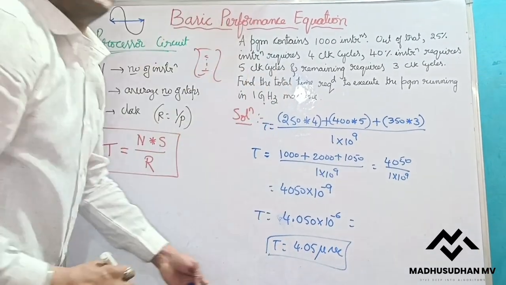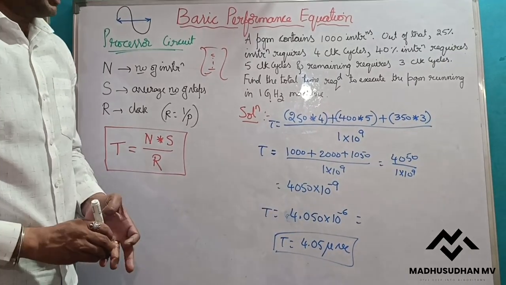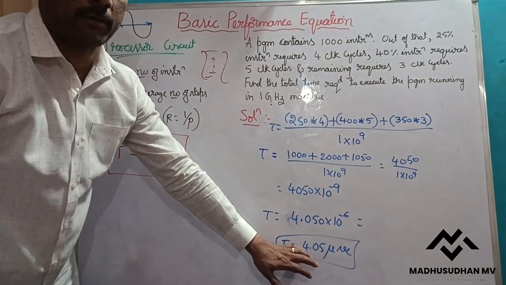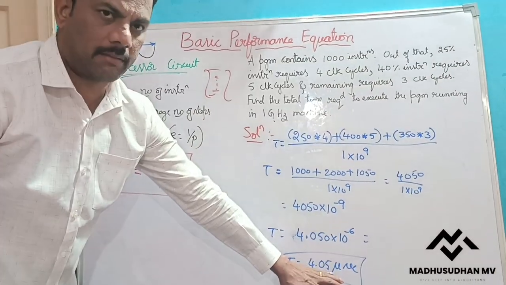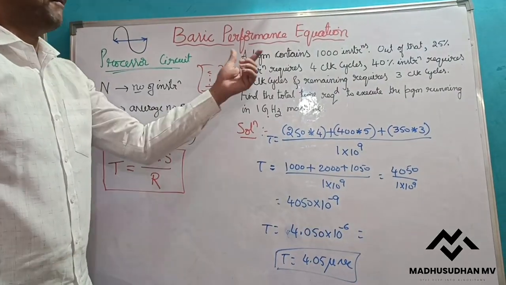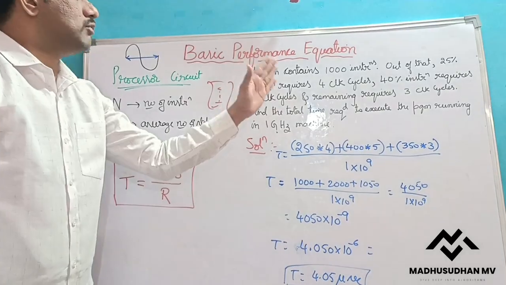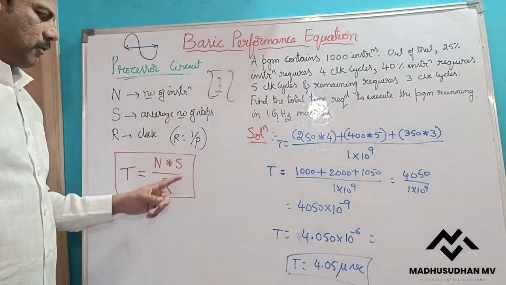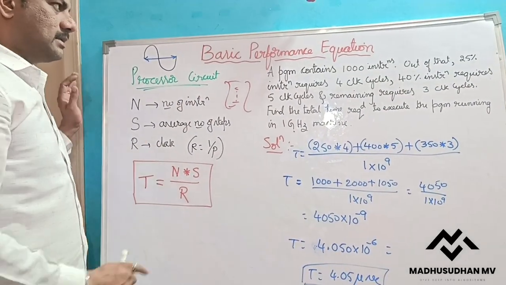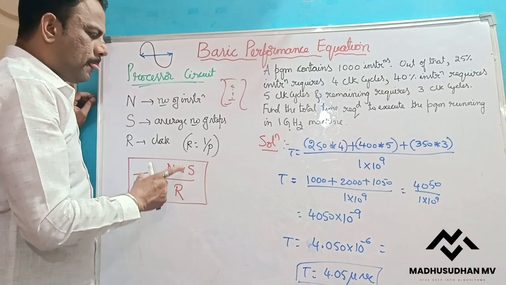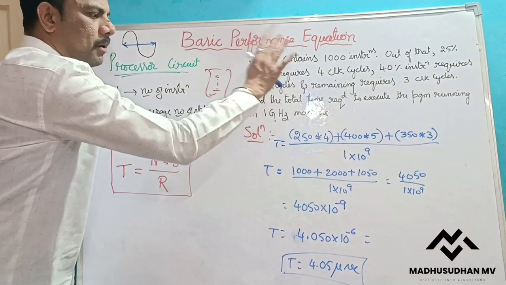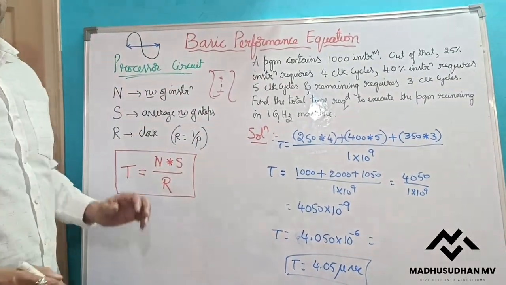This is the answer. That means our processor takes 4.05 microseconds to complete a program containing 1000 instructions. So this was the performance equation, used in order to assess the performance of our computer, and one example problem on that. Hope you people understood.